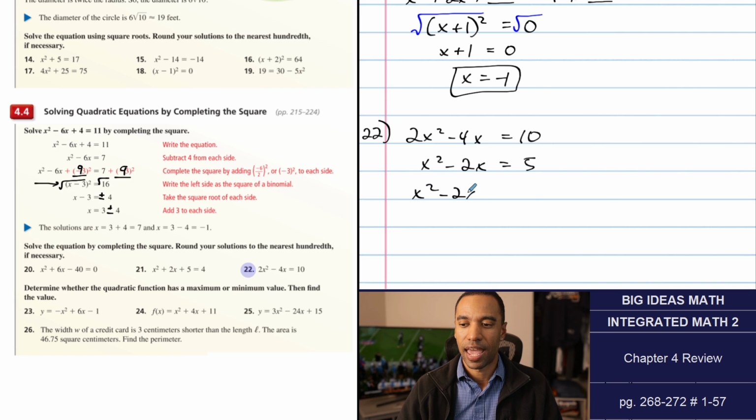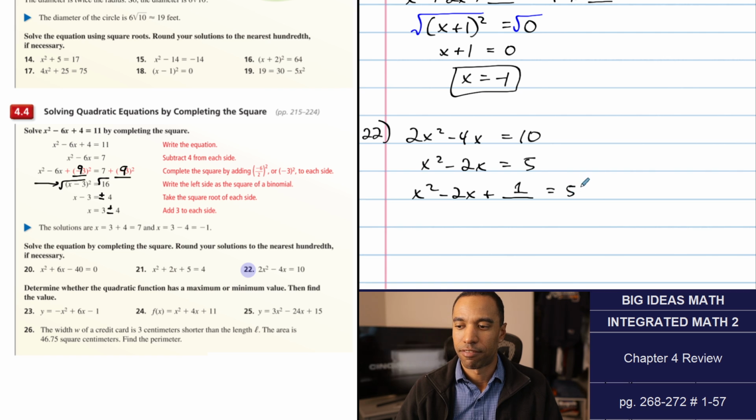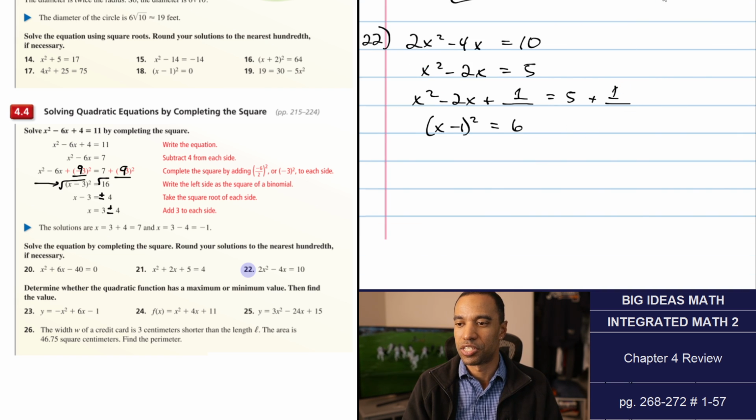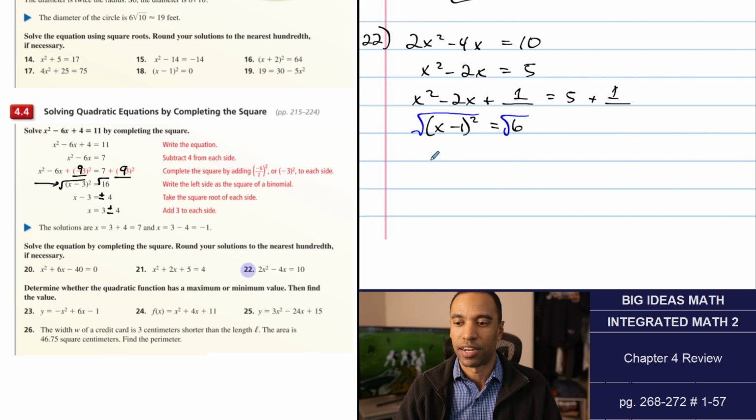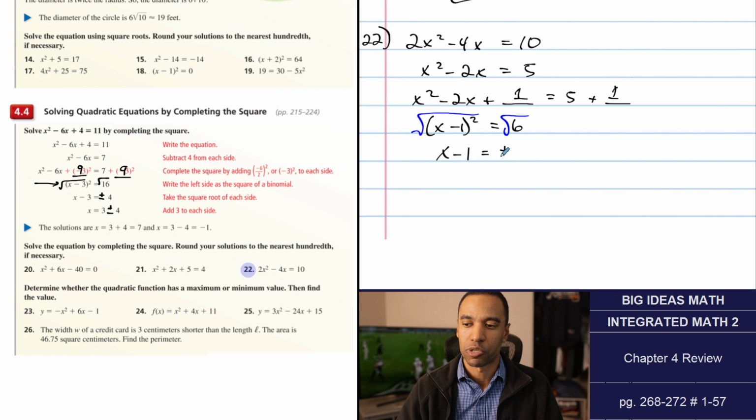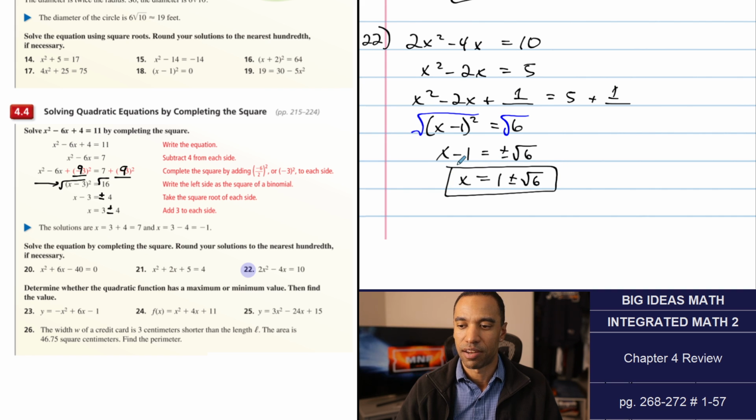So let's go ahead and complete the square. We've seen this several times now. This is a 1 and 5 plus 1. And this factors to x minus 1 quantity squared equals 6. Taking the square root of both sides, 6 is not a perfect square, so we will be doing some rounding after we are finished. That's x minus 1 is plus or minus root 6. Add 1 to both sides, x equals 1 plus or minus the square root of 6. That's one set of the answers.